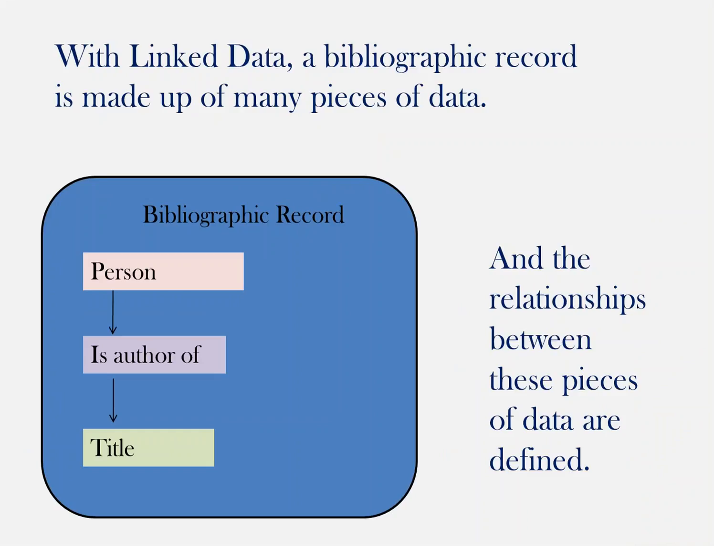So with linked data, a bibliographic record is made up of many pieces of data. The relationships between these pieces of data are defined. So again, we're getting that RDF triple here, and we have person is author of the title. When a human reader looks at a catalog record, we can understand the relationship between what appears in the title field and what appears in the author field, but the computer doesn't, and linked data makes that possible.